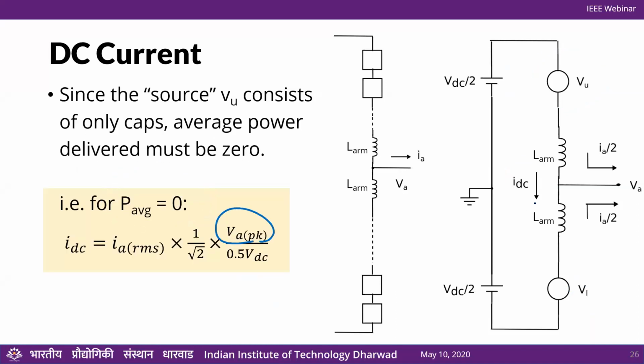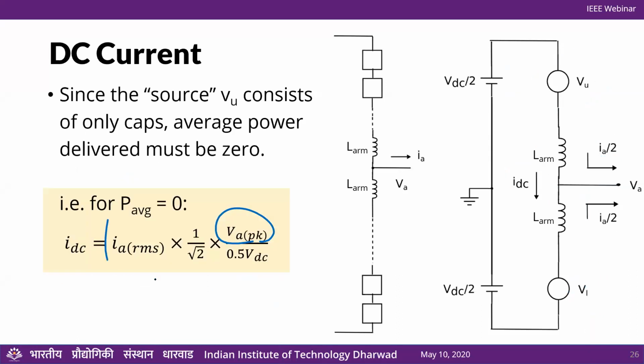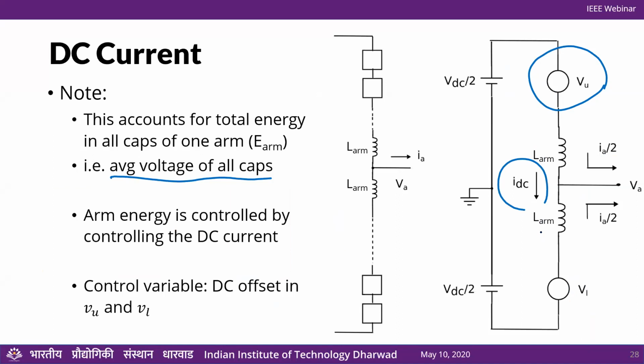So you want that IDC to be this value plus or minus some error component when you are trying to do arm energy control. That's the IDC value that you want flowing through each arm of the converter at any time. So that's all about arm energy, and the way to do that is to have a control variable that adds a DC offset to the upper arm voltage and lower arm voltage.